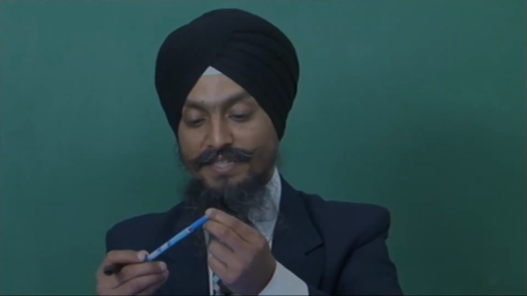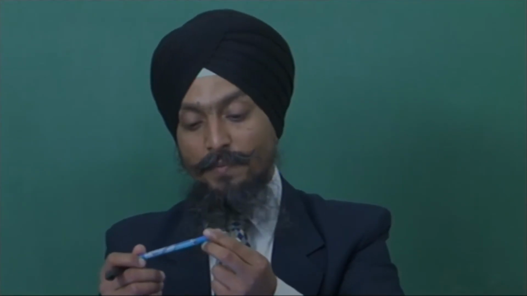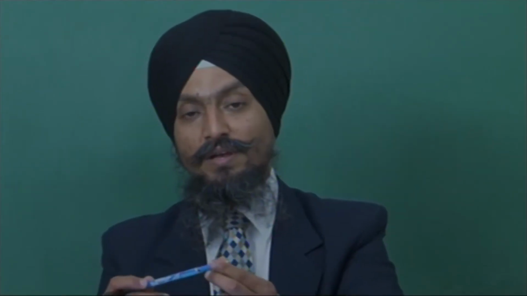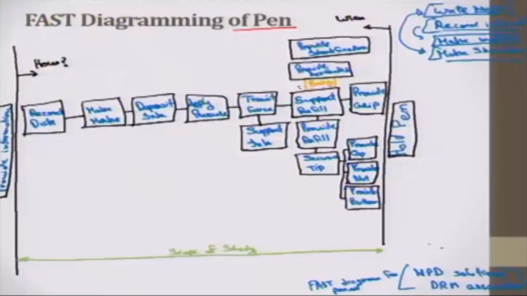Also, the color of this back nut is blue, the color of this front nut is silver. These are esthetic functions, these are secondary functions. These would have the primary function to support refill, and the secondary function would be provide esthetics. So this is my FAST diagramming of a pen.